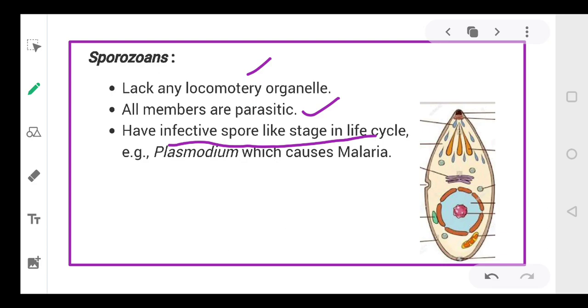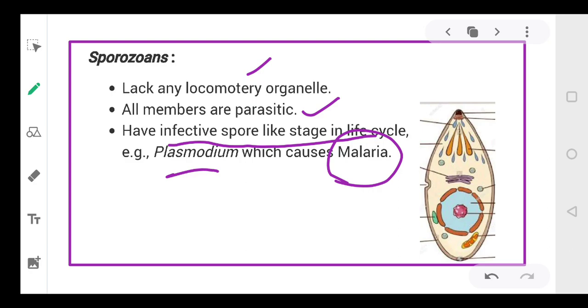The infective stage consists of spores, like plasmodium, which causes malaria. Okay, the plasmodium which causes malaria is an example of sporozoan. Okay, dear students, so with this we finish the second category, that is your Protista, right? So Protista we have finished so far.